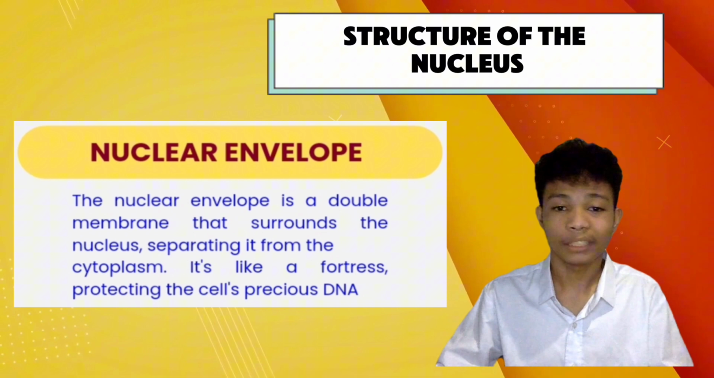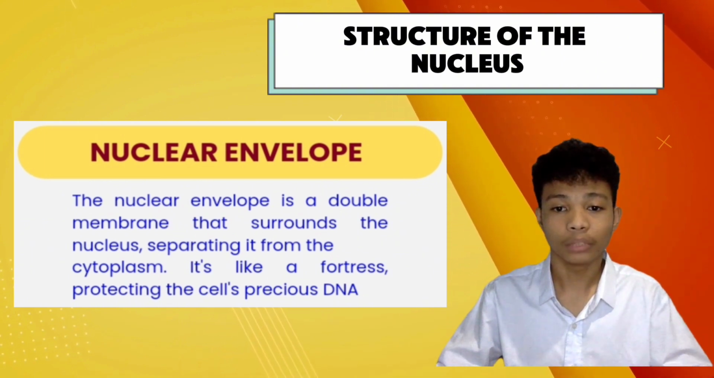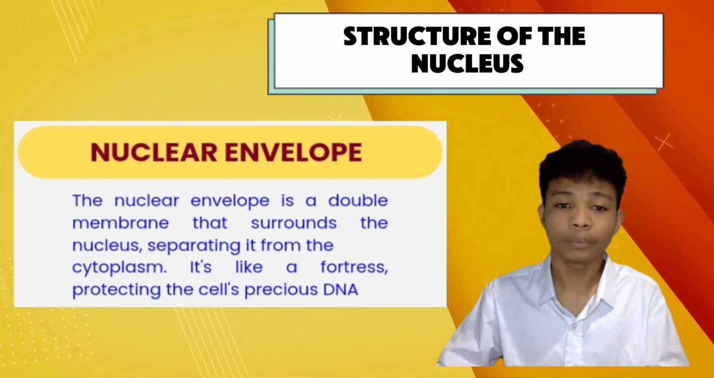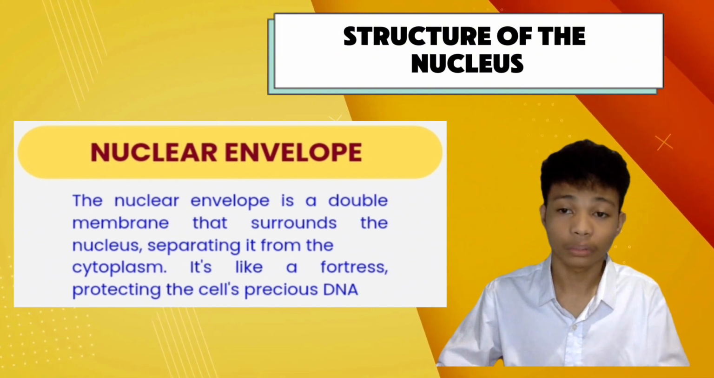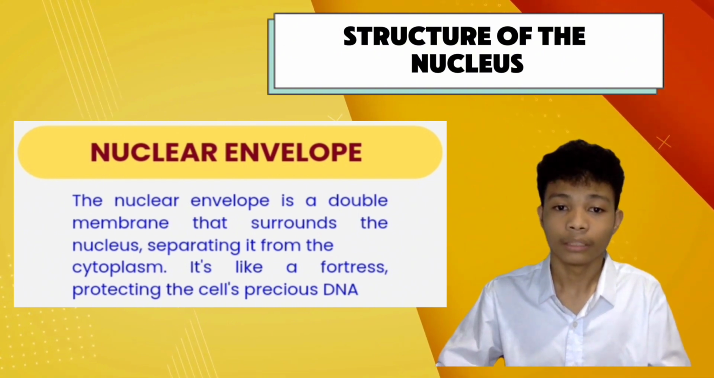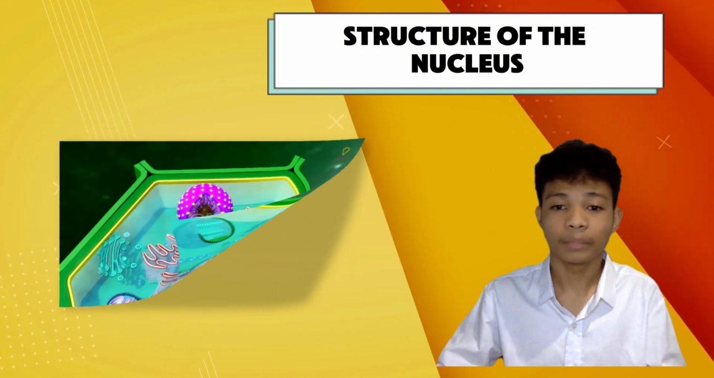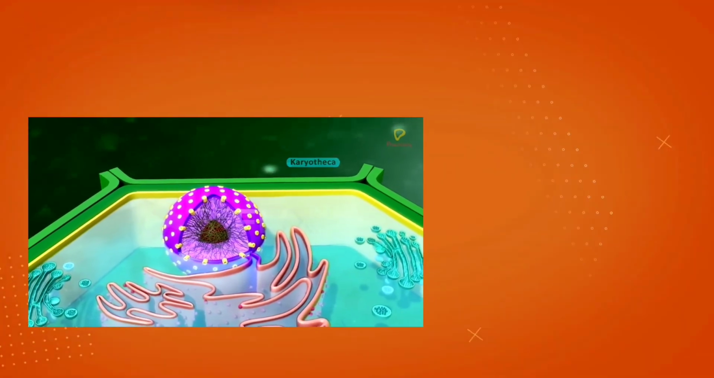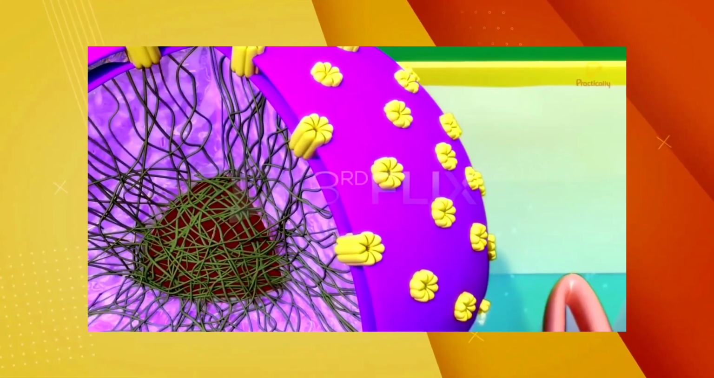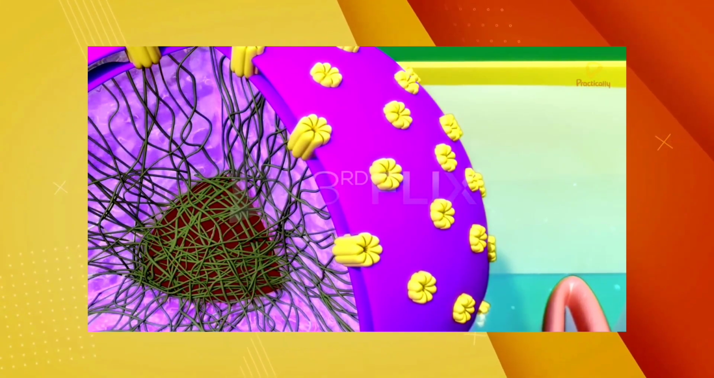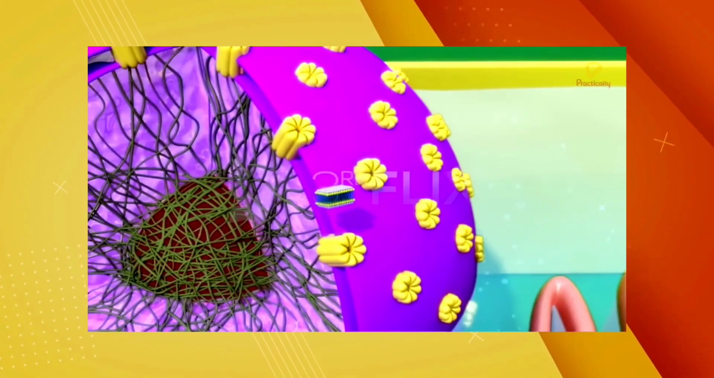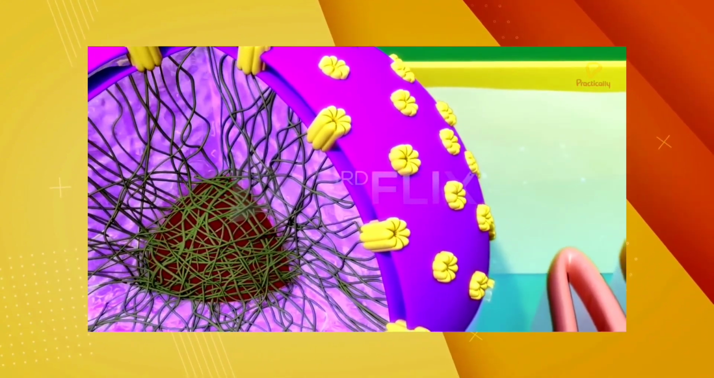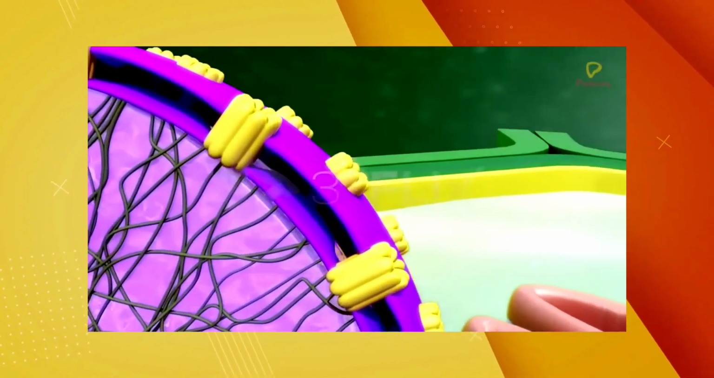The nuclear envelope is a double membrane that surrounds the nucleus, separating it from the cytoplasm. It's like a fortress protecting the cell's precious DNA. The envelope consists of 2 distinct lipid bilayer membranes, each with its own unique composition and functions. The outer membrane is continuous with the endoplasmic reticulum and is studded with ribosomes. The inner membrane is associated with the nuclear lamina and helps maintain the shape of the nucleus.